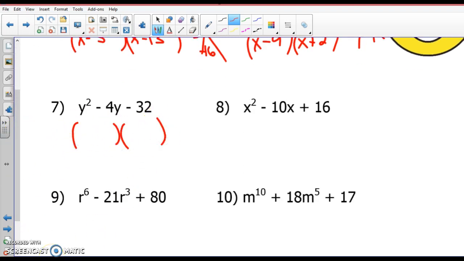All right, here we go. How does y squared factor? Y and y. I'm going to do my diamond. I need them to multiply to negative 32 and add to negative 4. What will we have, Carly? Negative 8 and positive 4. Correct.